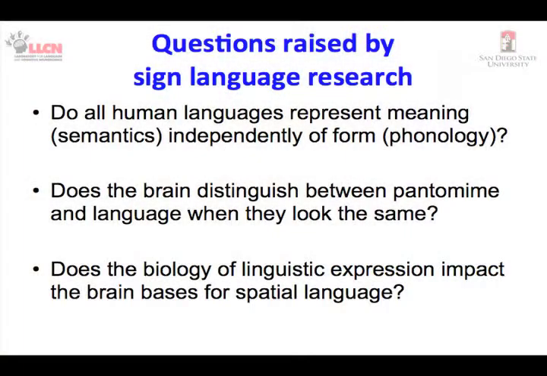Then the second question we'll be looking at is this relationship between language and pantomime. When language looks like pantomime, how does the brain tell the difference between the two? And then finally, this question about how the biology of language expression might affect the neural bases for spatial language. Okay, so let's start with the first question.